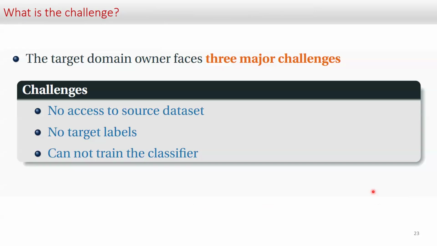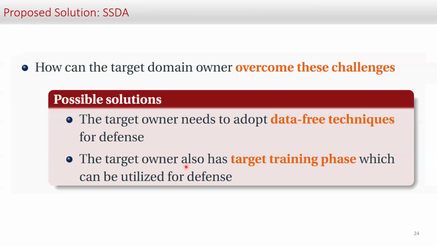But we have a few challenges. First, we cannot access source datasets. That's why all the defenses fail. Second, our training needs to be unsupervised. There is no target label. Third, we cannot train the classifier because typically in source-free domain adaptation, the classifier remains untrained. So how can the target owner overcome these challenges?